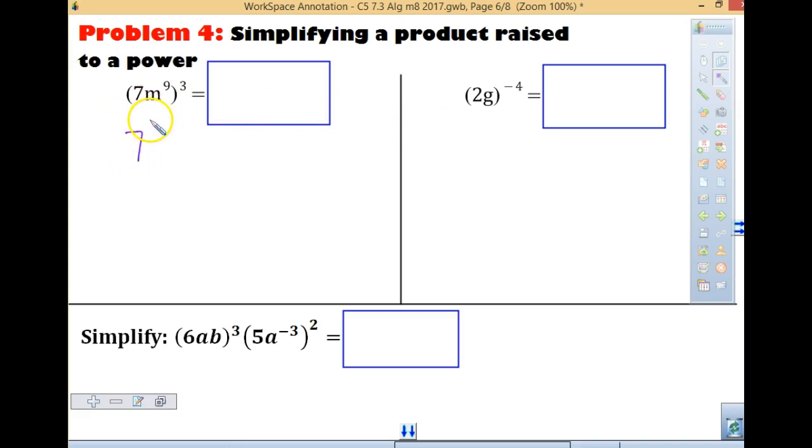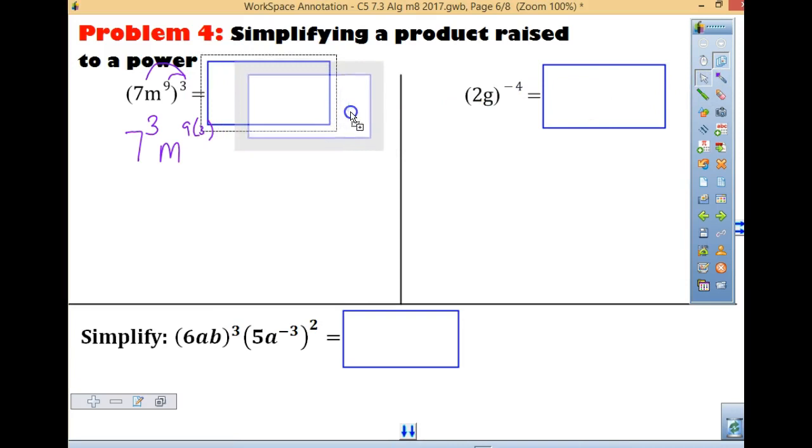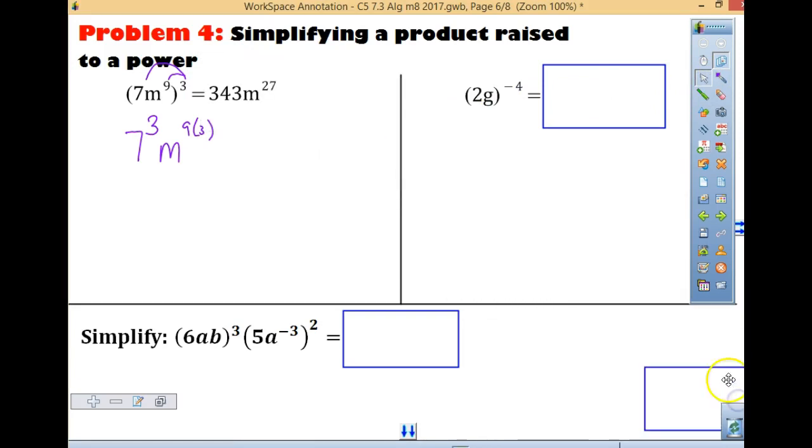We're going to start with 7 to the third. You have to take each thing to the third, and that means here, I'm going to take 9 times 3. 7 to the third. Anyone remember? Or take out your calculators and put it in. 7 to the third is 343. Those of you that memorized. And we're going to have m to the 27, right?